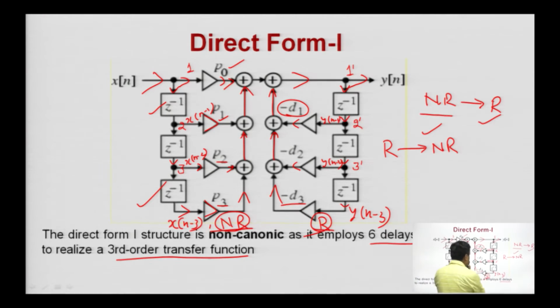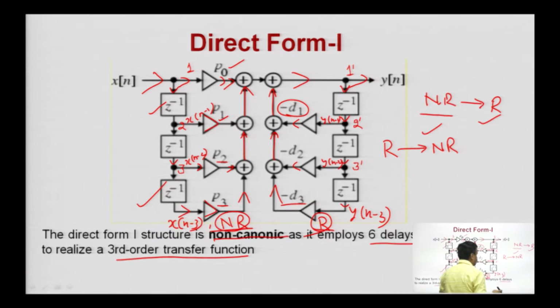Because this structure that you are seeing in the PPT is for a third order digital system, third order difference equation, but you are using here 6 delay elements. How many? 6 delay elements. So, for realizing the third order difference equation, third order system, you need 6 delay elements, just double the delay elements. And why is it non-canonic?